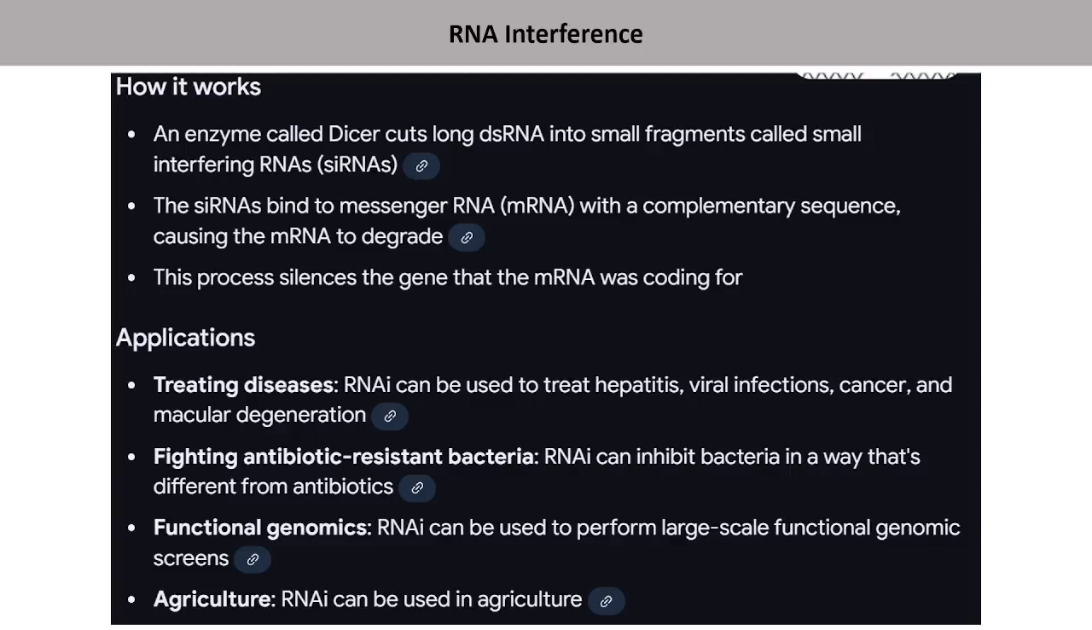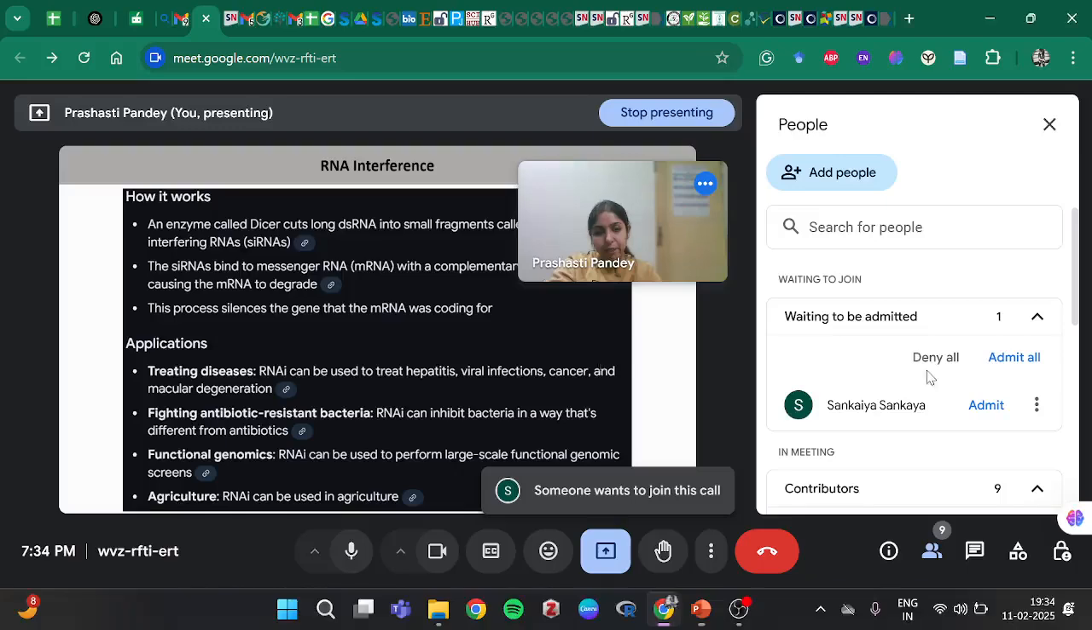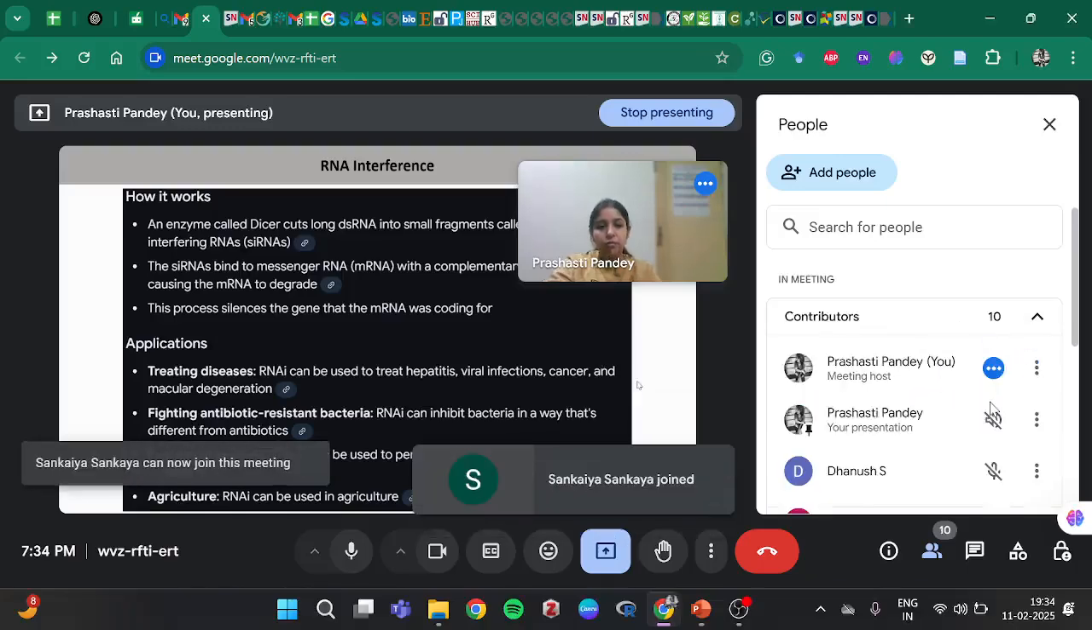So if I try to explain in very short, all of us know that DNA is a double-stranded genetic material, and RNA is a single-stranded genetic material. Being single-stranded is the property of RNA. So once the RNA gets double-stranded, it becomes something which is not its original property, and the cell of that organism will recognize it as something which shouldn't have happened. So it initiates a mechanism where it will try to remove it.